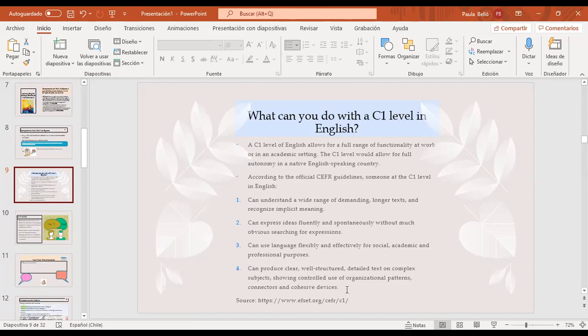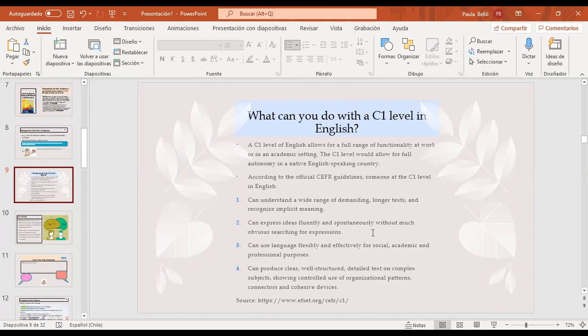And you can produce clear, well-structured, detailed text on complex subjects. So you can produce language, not only understand. You will be able to understand high levels of reading material, listening material, but also produce at the same level in speaking and writing. Showing controlled use of organizational patterns, connectors, and cohesive devices. Okay, so just to give you a big picture. Yes, there are more details, of course.